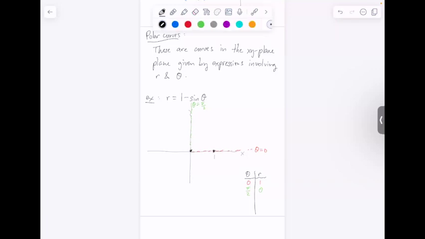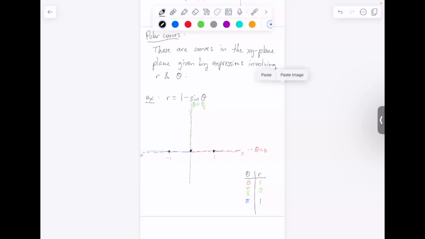Similarly, I could do the same thing for, let's say, pi. I'm at sine of pi. So sine of pi is going to be equal to 0 again. So 1 minus 0 is going to be 1. So now I'm at a distance 1 away from the origin in the direction of angle pi. So I'm here and 1 away from the origin. That means I'm at x coordinate minus 1.